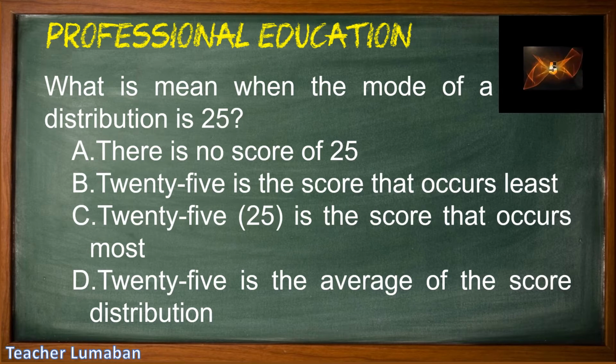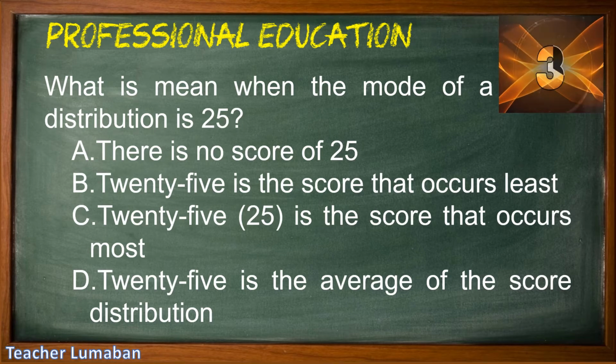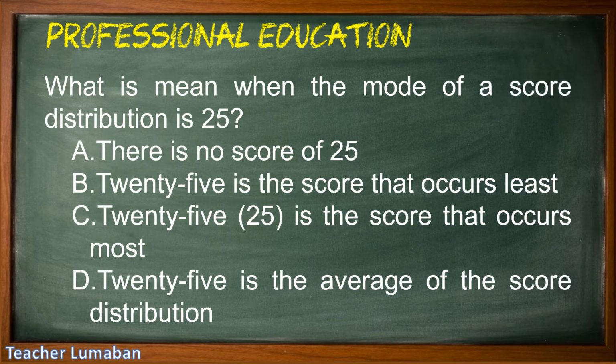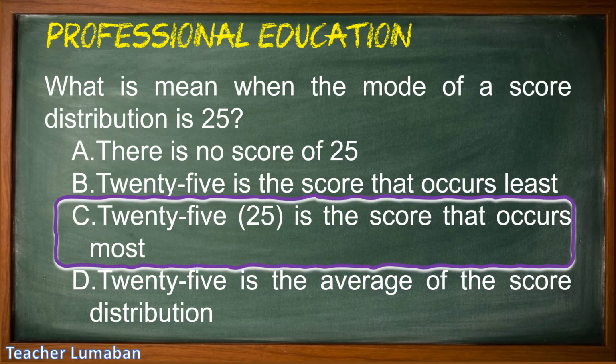5, 4, 3, 2, 1. The correct answer is letter C. 25 is the score that occurs most. The mode of a score distribution is 25. It means that 25 is the score that occurs most.